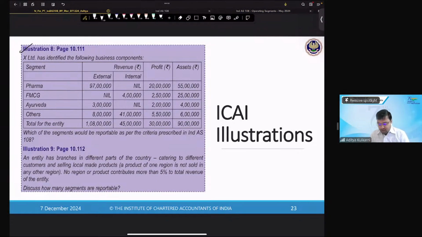All right. An entity has branches in different parts of the country, catering to different customers and selling local made products. A product of one region is not sold in any other region. No region or product contributes more than 5% to total revenue of the entity. How many segments are reportable?